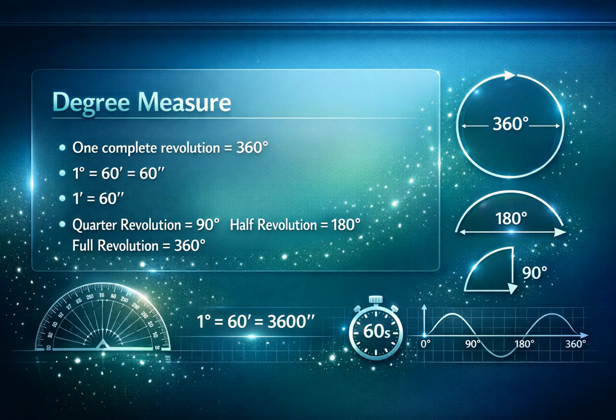The most familiar unit for measuring angles is the degree. One complete revolution equals 360 degrees. Each degree is divided into 60 minutes and each minute into 60 seconds. A quarter revolution is 90 degrees, a half is 180 degrees, and a full turn is 360 degrees.